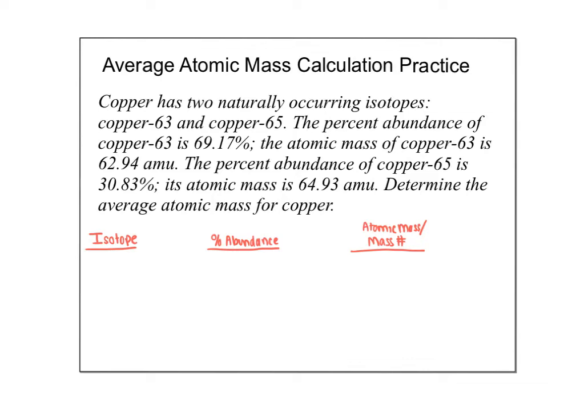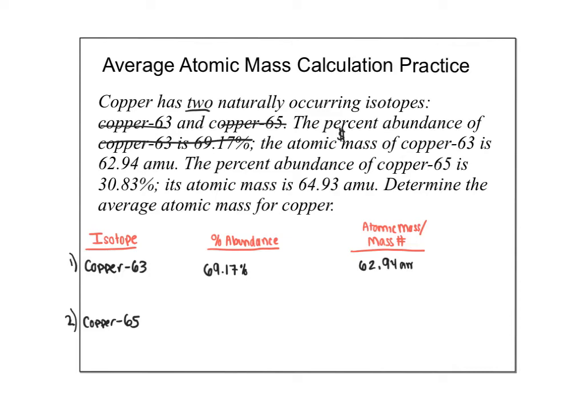Okay, so it says copper has 2 naturally occurring isotopes, so we're going to have 2 isotopes. One is copper 63 and then copper 65, so I'm going to put those under isotope, and I put the full name, copper 63 and copper 65. So I took care of that. The percent abundance of copper 63 is 69.17%. So I'm going to put that down right now. Percent is 69.17. Check.